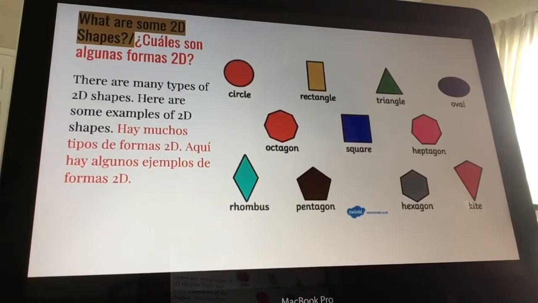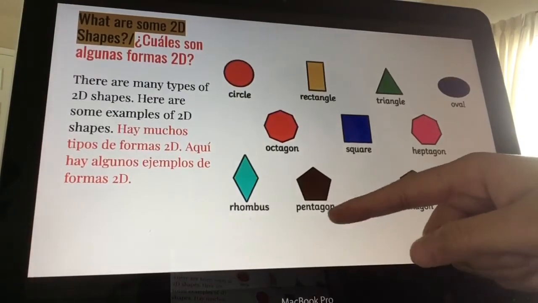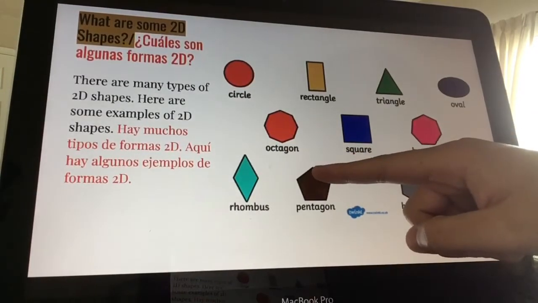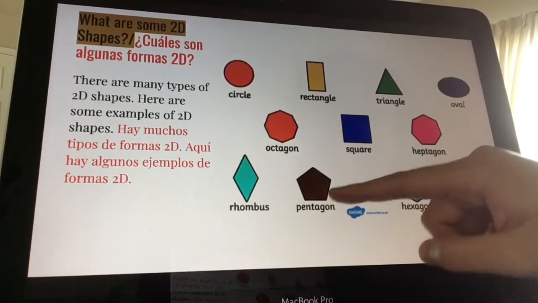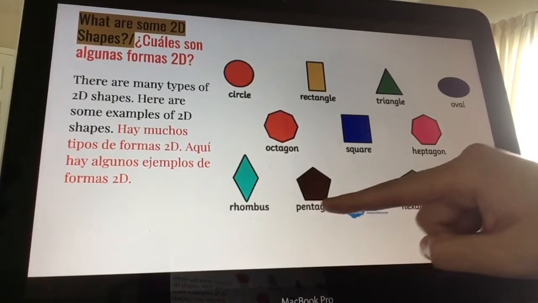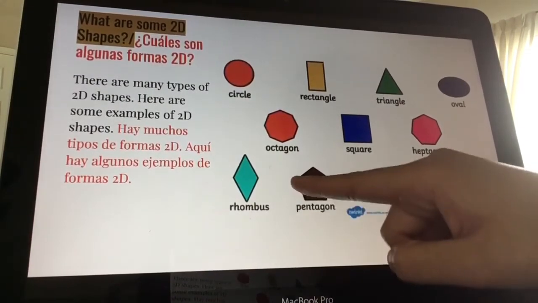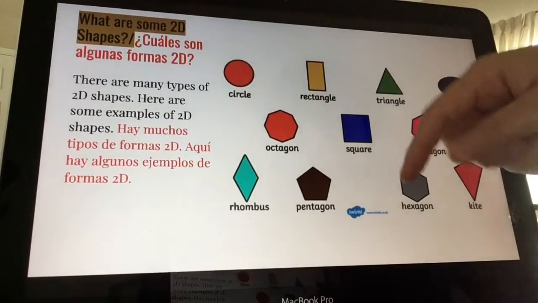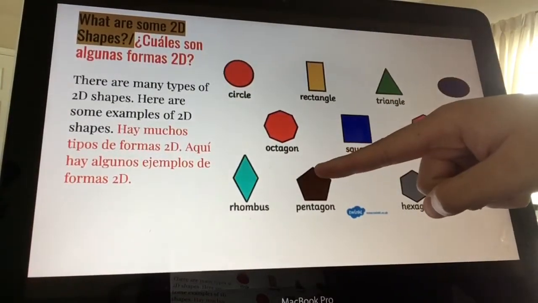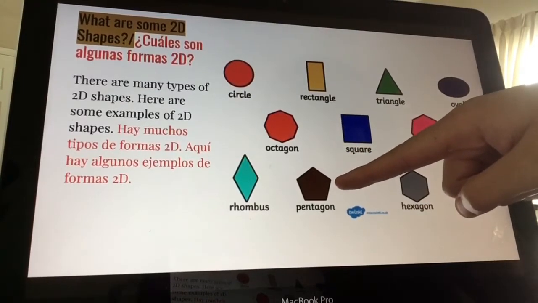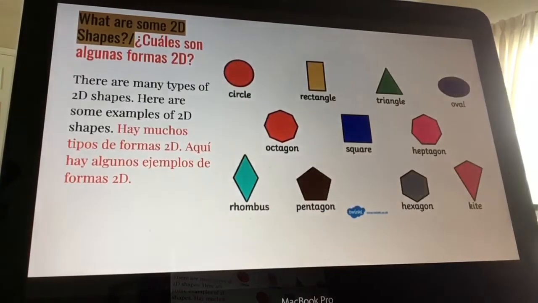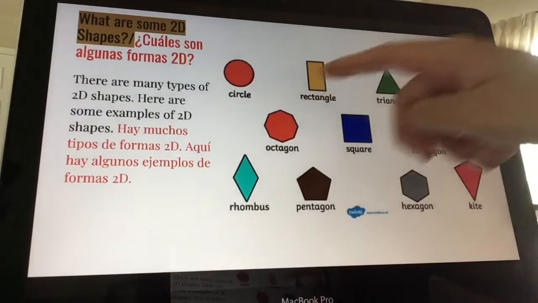So for example, let's look at this pentagon. Okay, let's look at how many sides it has. So here's 1 side, 2, 3, 4, 5. A pentagon has 5 sides. How many vertices? Here's 1, 2, 3, 4, 5. 5 vertices. Okay, so you guys can practice with all of these other shapes.